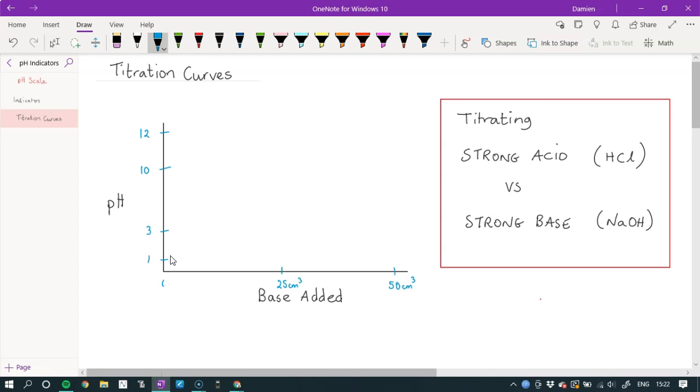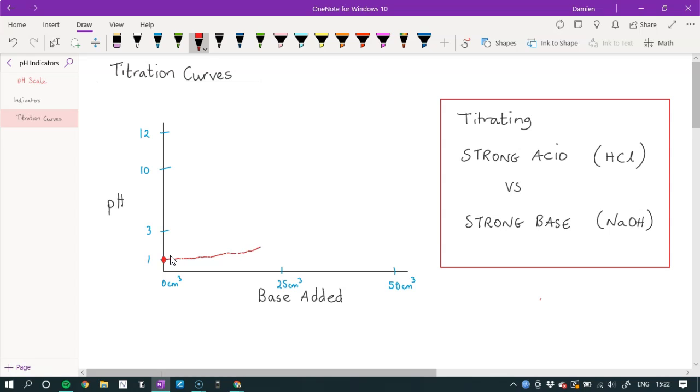So if we're starting here at 0 centimeters cubed, when there is 0 centimeters cubed of base added, that means we just have the acid, the strong acid. And the strong acid has a pH of around 1, we'll say. And as you start adding the base, the pH of the acid will stay pretty much the same. And then as we keep adding the base, it will become less acidic. So the graph then starts to rise.